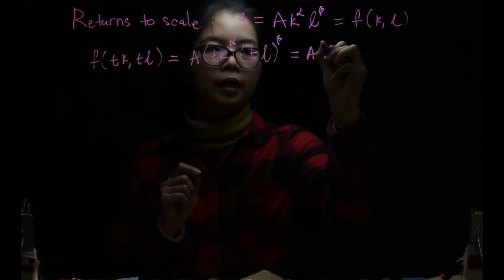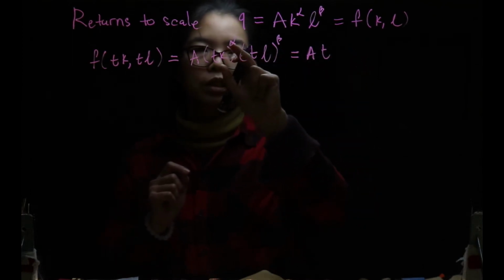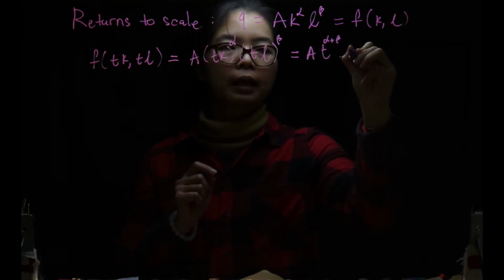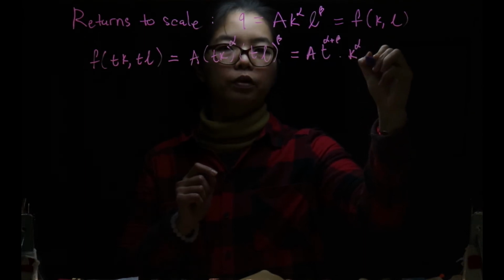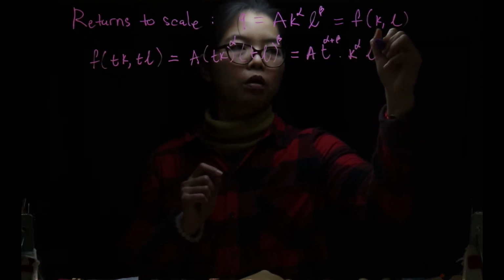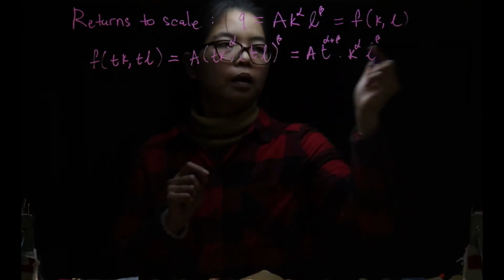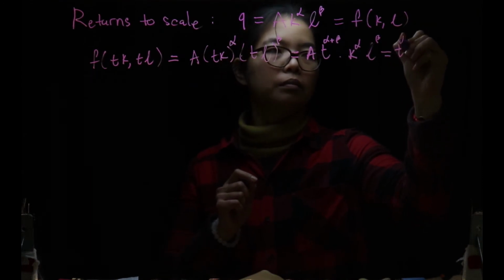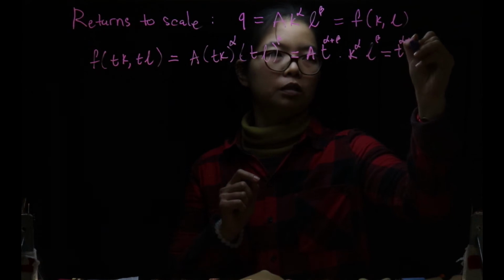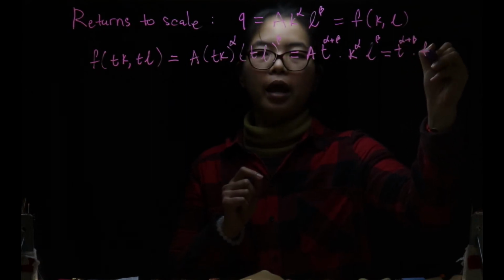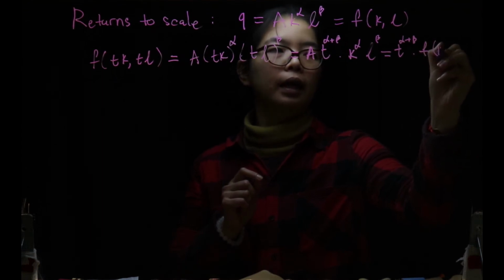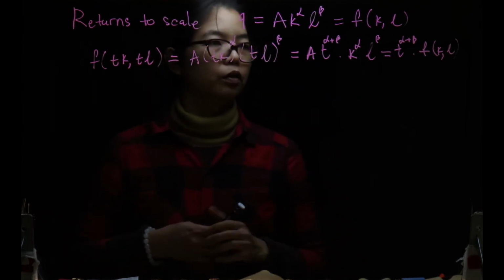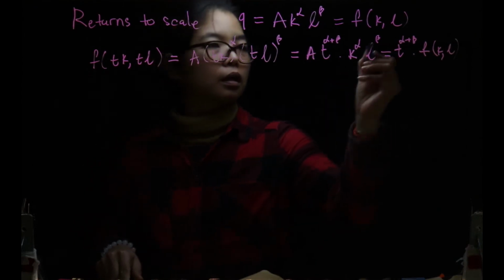So we have A times t to the power of alpha plus beta, then times K to the power of alpha as before, and L to the power of beta as before, which is exactly t to the power of alpha plus beta times F(K, L), the original production function. So the thing that we had before. Now think about this.